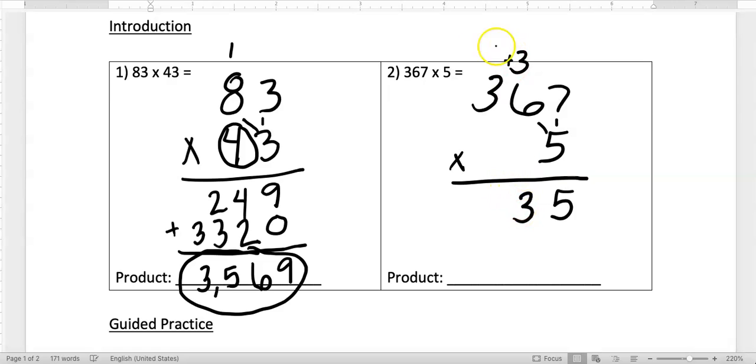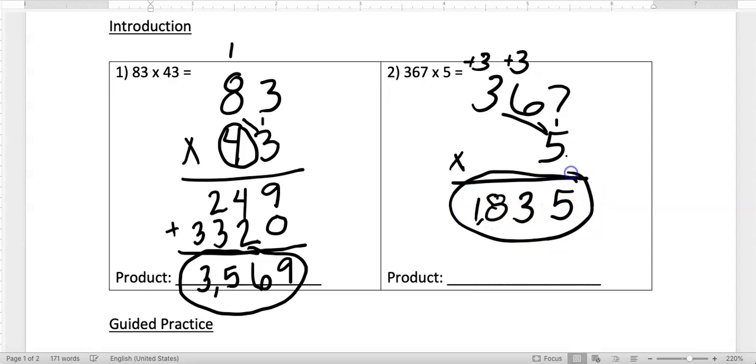My 3 goes in the tens place. I'm going to regroup these 300. 5 times 3 is 15. Plus those 3 gives me 18. I can just go ahead and write the 18 down because I'm not multiplying by another digit. Don't forget your comma. And now you have your product, which is 1,835.